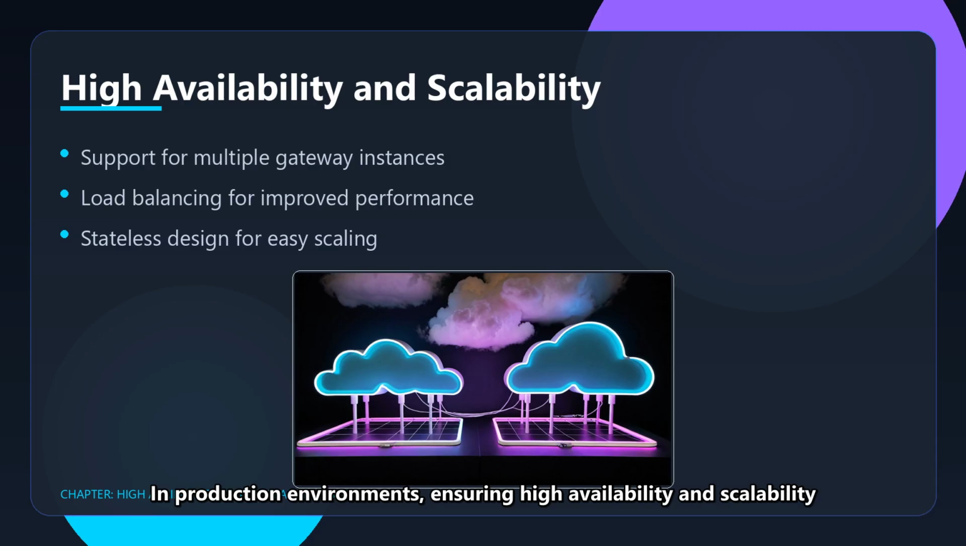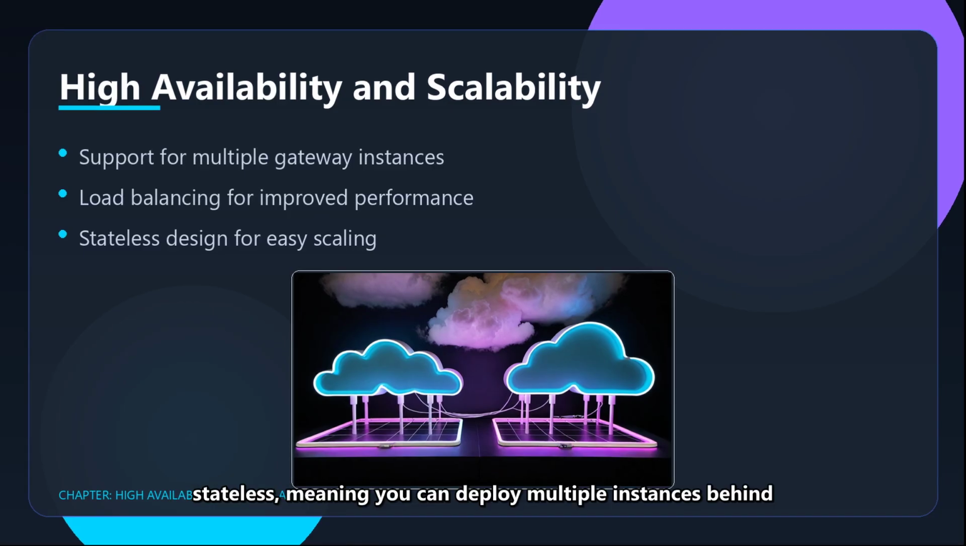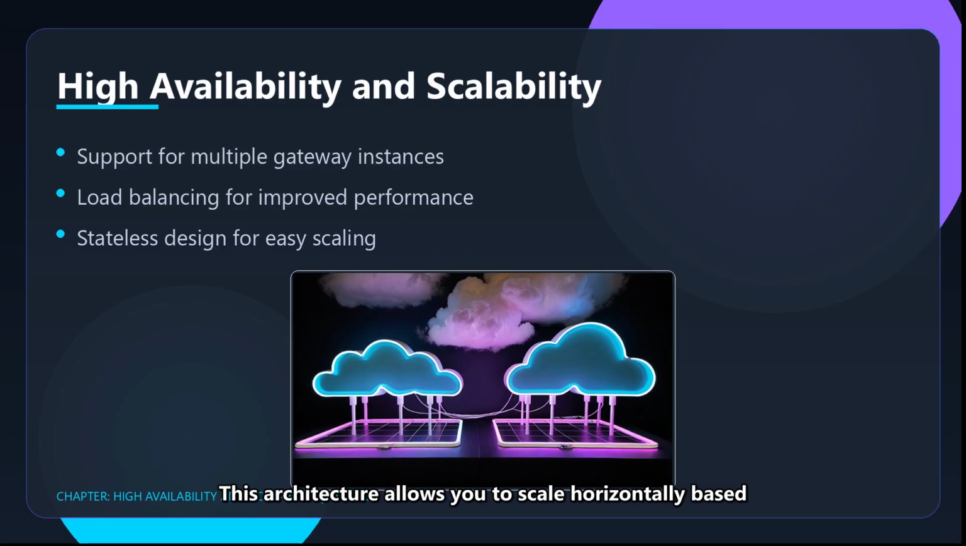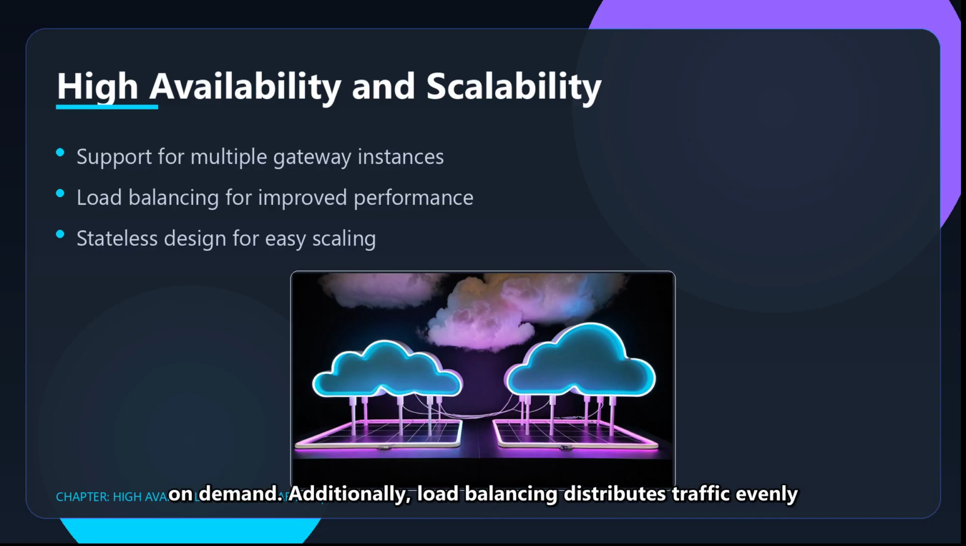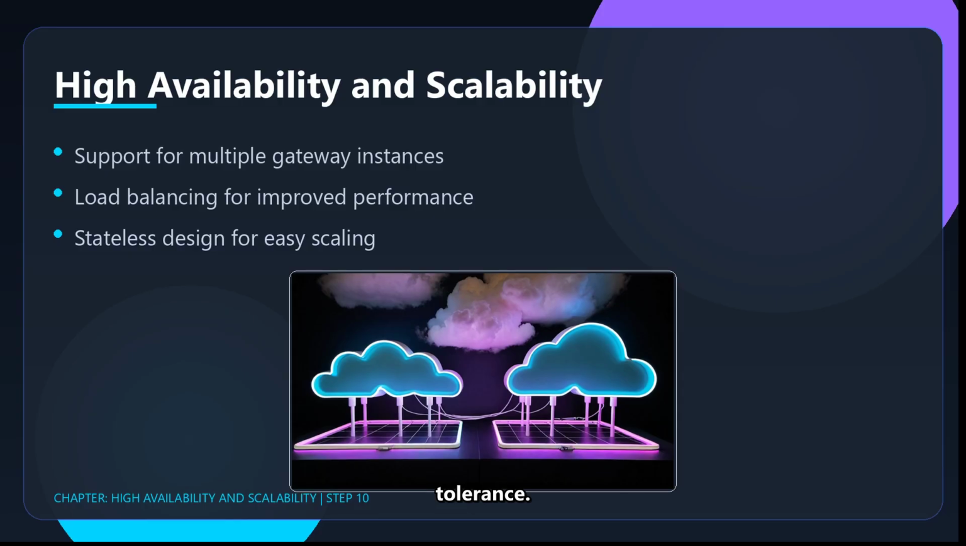In production environments, ensuring high availability and scalability is critical. Apache Knox is designed to be stateless, meaning you can deploy multiple instances behind a load balancer without worrying about session affinity. This architecture allows you to scale horizontally based on demand. Additionally, load balancing distributes traffic evenly across gateway instances, improving both performance and fault tolerance.